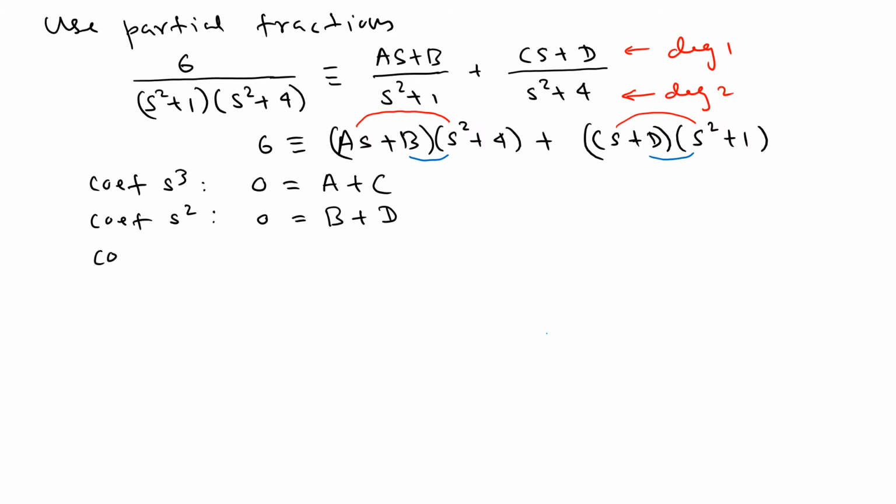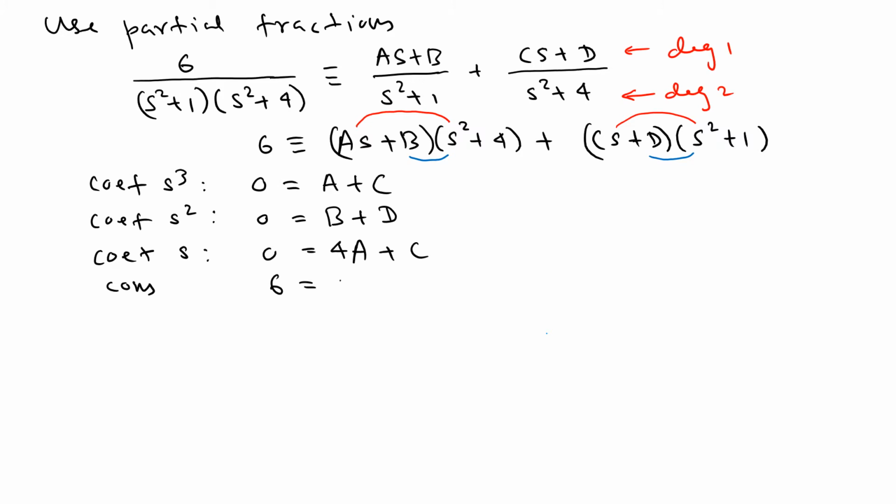So go with the coefficient of s, which is 0 again. How to get an s term? You get an s term if you multiply a s with 4. So that means 4a is the coefficient. And to get an s term in the other one, you can see it is c. And then the last one is s to the 0 power, or the constant term. So that's the constant term. If you get the constant term, you can see it is 6 on this side.